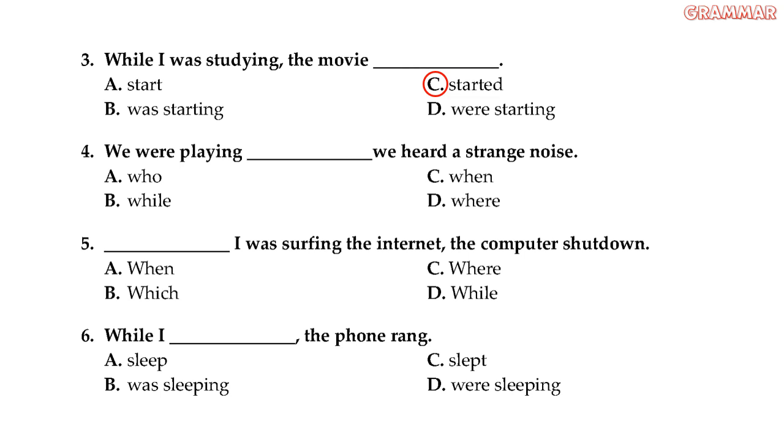So which word comes after it? Past simple. Here, yes, it's when. Five, I was surfing the net, the computer shut down. So which word comes after it? Past progressive, was surfing. Yes, very good. It's while. Six, while, what comes after while? Slept or was sleeping? Yes, very good. While I was sleeping, the phone rang.